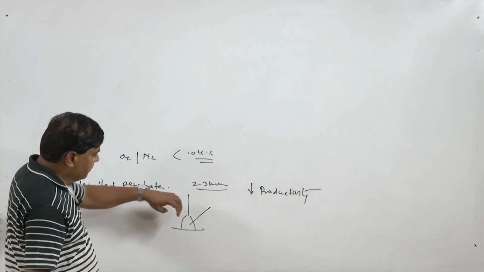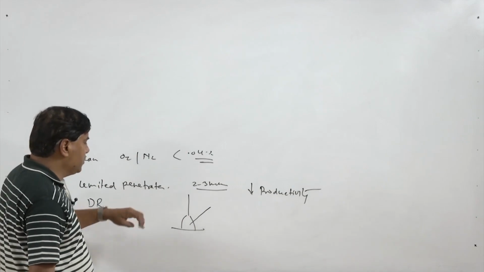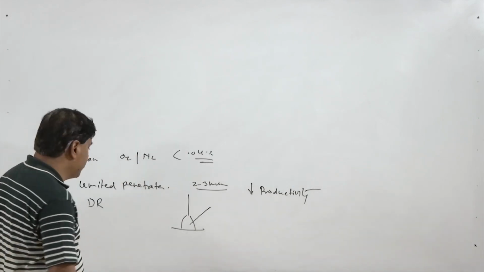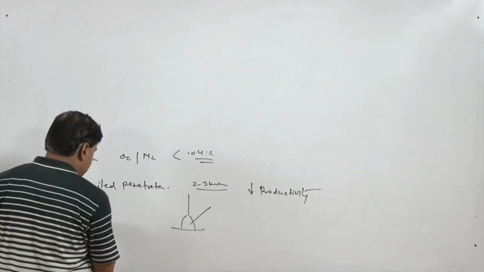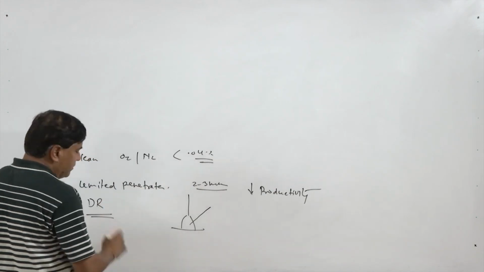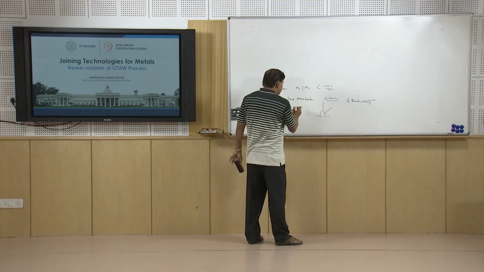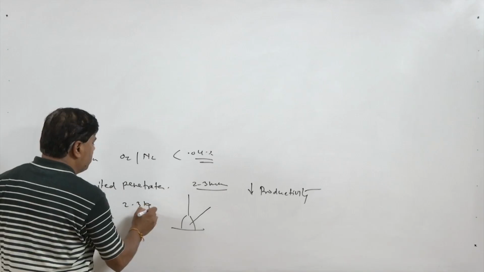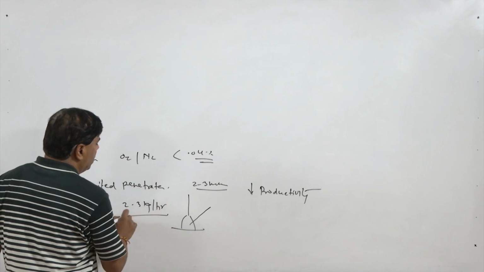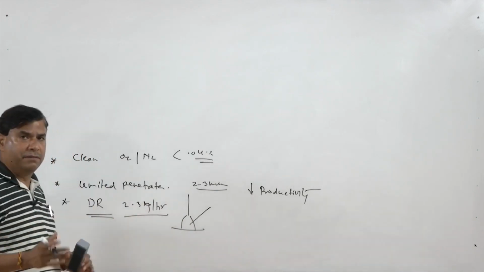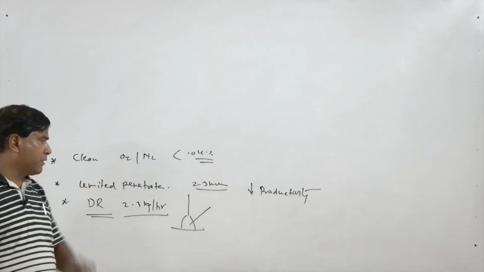Actually, the heat input with the process is very low. So, the melting rate offered by this process is also not very high. Melting of the filler is also not very high, and because of this the deposition rate is very limited, like 2 to 3 kg per hour. Such a low deposition rate adversely affects the productivity. Further, it requires a large number of passes.